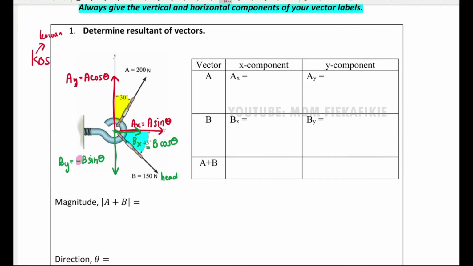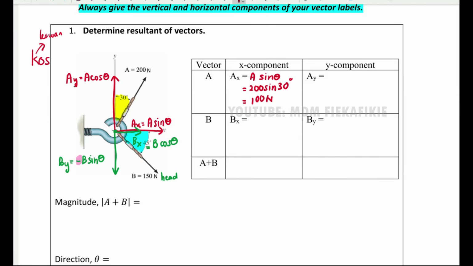Okay, so kita tulis dekat sini for A, AX kita adalah A sin theta. Okay, buat satu-satu and then you substitute. A tu adalah 200 Newton, right? So 200 and the angle given is 30 degree. Make sure calculator you dalam degree mode. Okay, and then you akan dapat AX is equal to 100 Newton.